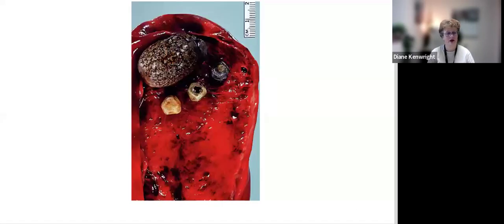Okay, so here we go. Here's a gallbladder and we've got a giant stone in it here and multiple smaller faceted stones. This gallbladder is looking extremely unhappy. It is very red and swollen because it is suffering from acute cholecystitis.